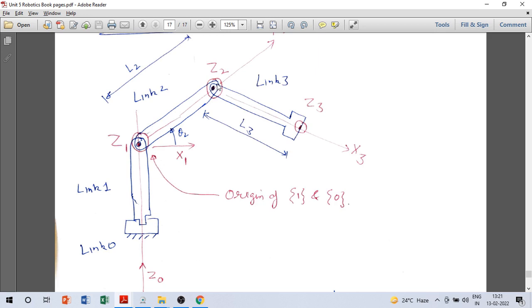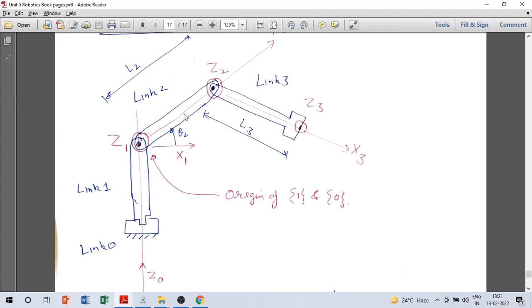Now for intermediate links, we will assign x. Starting from link 1, you see that z0 and z1 intersect. So x1 will be along the common normal to z0 and z1. That comes out to be this, or it can be the other way also, it does not matter. So we have taken this. So this is x1. That is done.